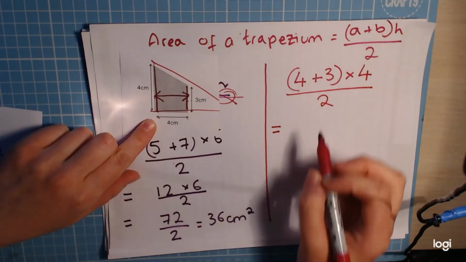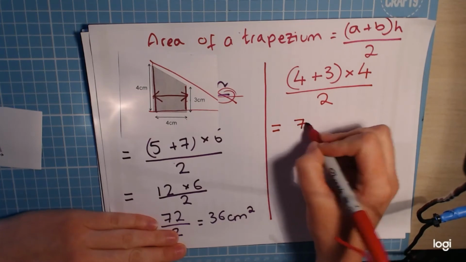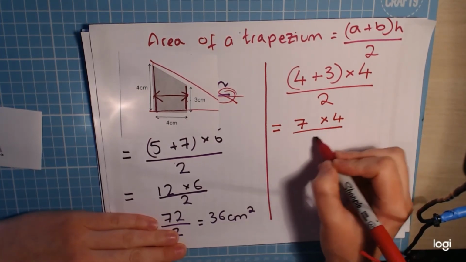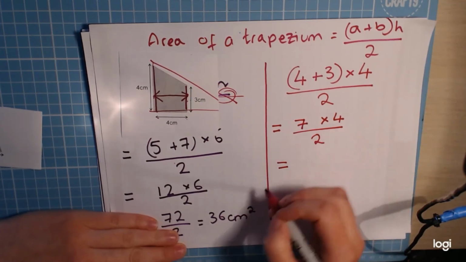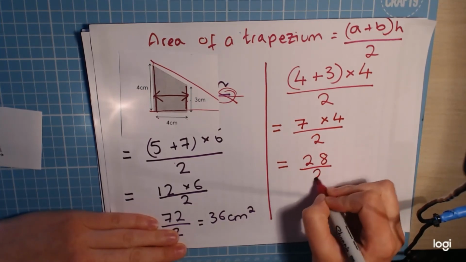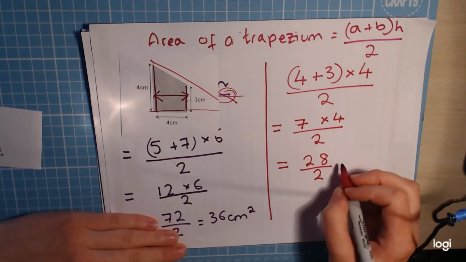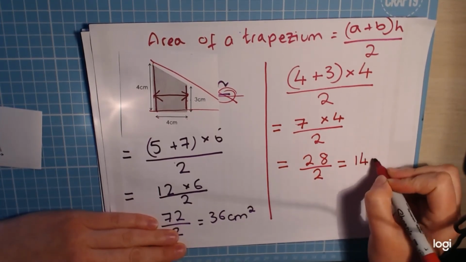So using BIDMAS again, we work inside the brackets first. So 4 add 3 is 7. Multiplying that by 4 from the outside, dividing by 2. The next thing in BIDMAS is the multiplication. 7 multiplied by 4 is 28. Divided by 2. The only thing I'm changing is the bit I've worked out. The rest of it stays the same. 28 divided by 2 is 14 centimetres squared.